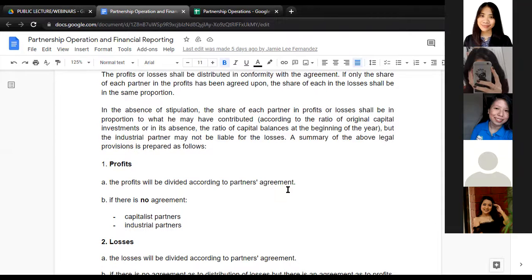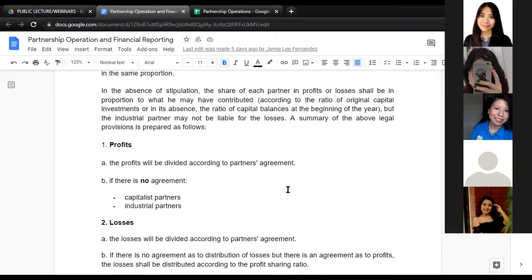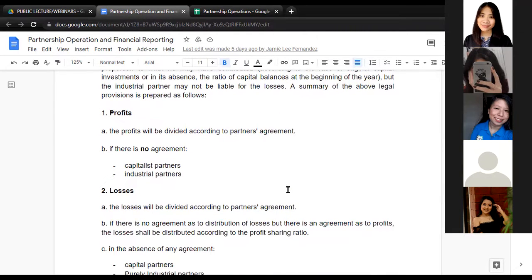According to Civil Code of the Philippines, Article 1797, the partnership must exist for the common benefit or interest of the partnership. Kaya mayroong partnership kasi gusto nyong kumita. A summary of the above legal provisions is prepared as follows. 1. Profits. The profits will be divided according to partners' agreement.